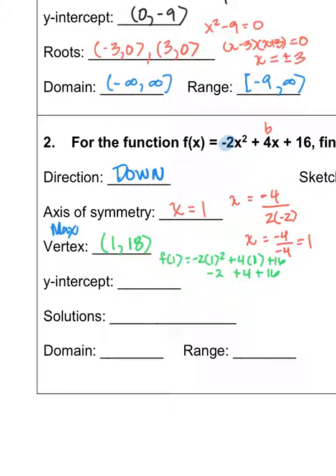Okay, now my y-intercept is just going to be 0, and then whatever that c value is, or you can do f of 0 if you want to do that. And my c value is 16, and so my y-intercept is just 0, 16. All right, now the solutions are, I'm going to set the function equal to 0 and solve it.